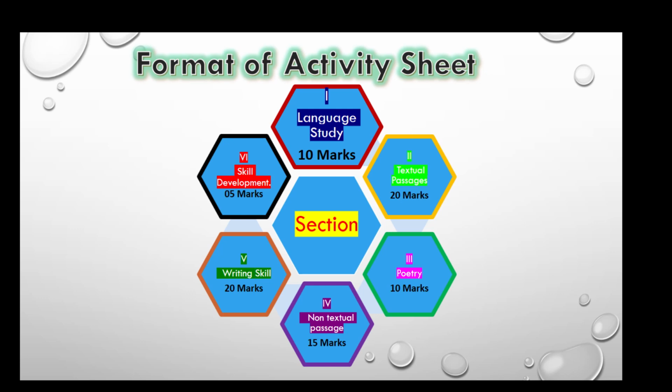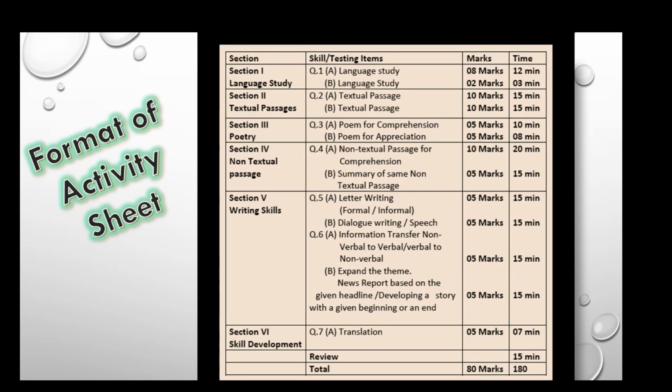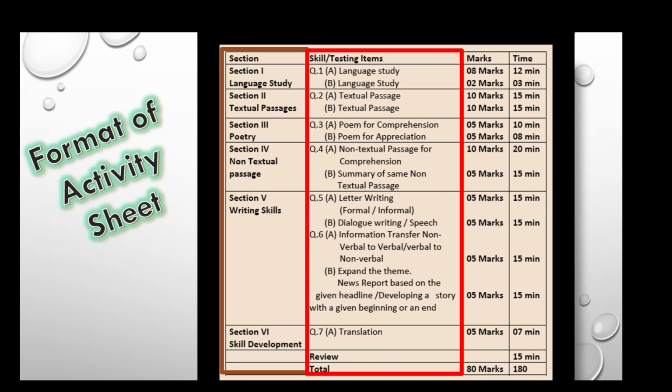Now let's see detail about the format of the activity sheet. 4 columns are here. First one, section. Totally 6 sections are given here. Second column is about skill and testing items are given here in detail. And column number 3 and 4 is about marks or weightage given to every section or skill. Also time planning is given here for you.